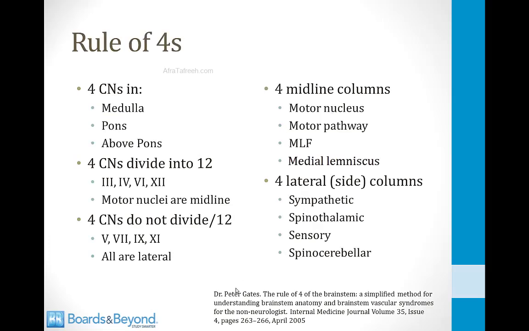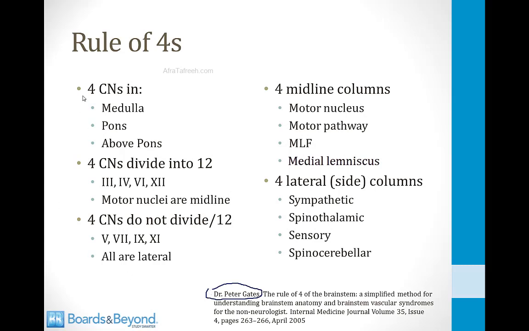So the rule of fours was a paper written by a guy named Peter Gates in 2005, and if you have the time, I recommend you read the original paper. It's very interesting and it will really help with brainstem problems. And he created the rule of fours to essentially help medical students find brainstem lesions. So let's talk about what the rule of fours is.